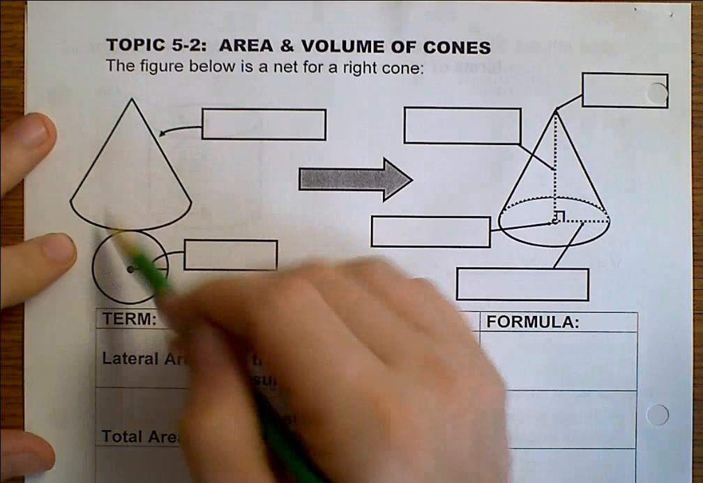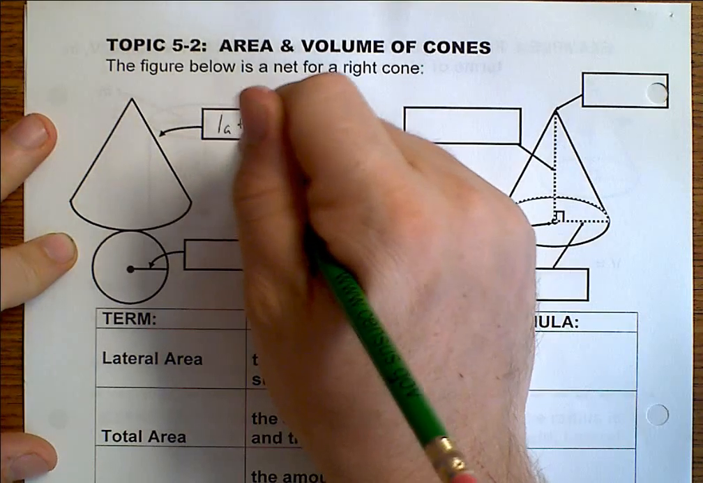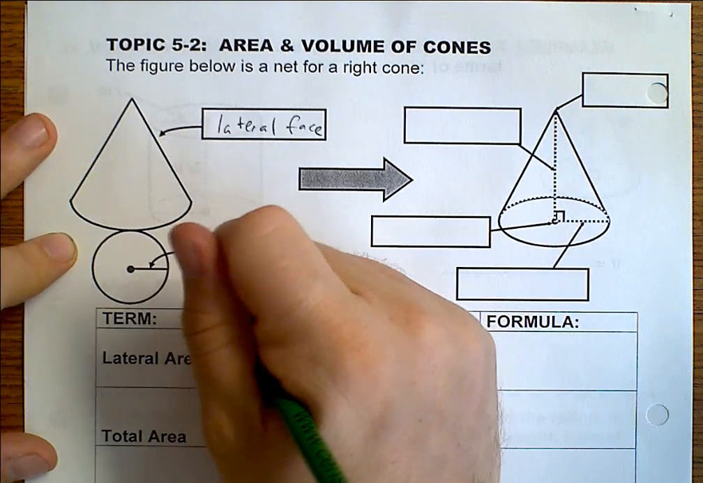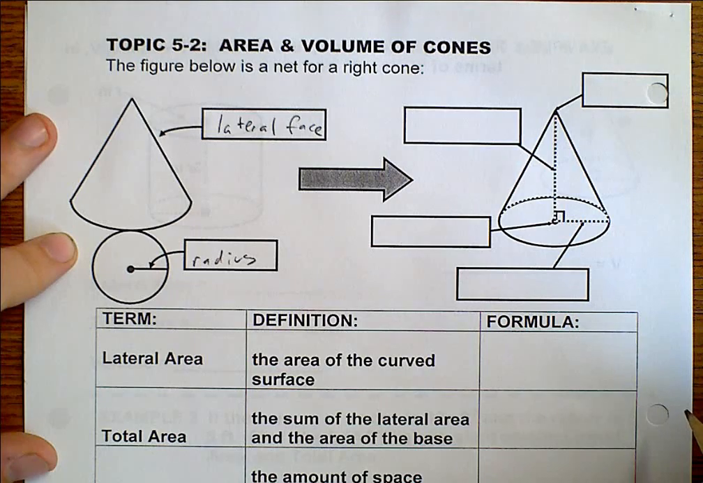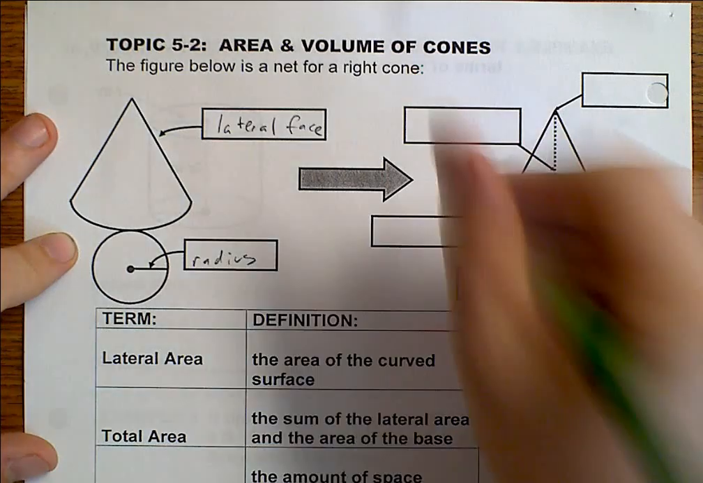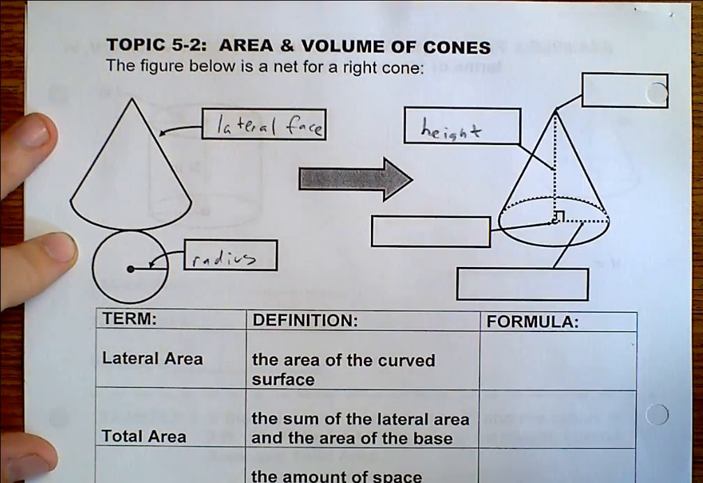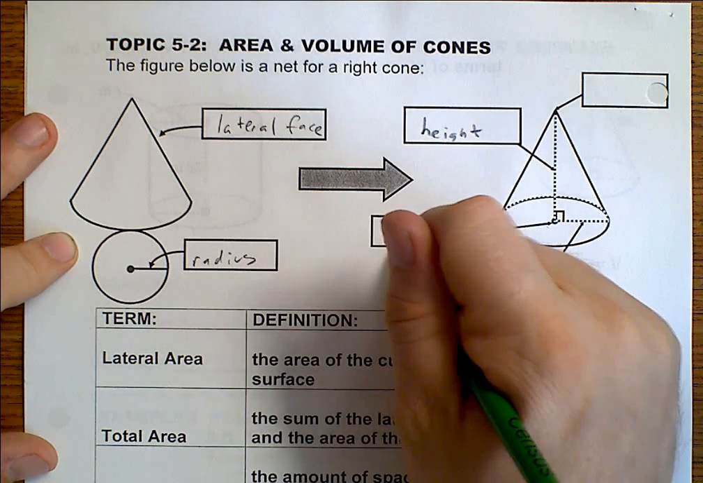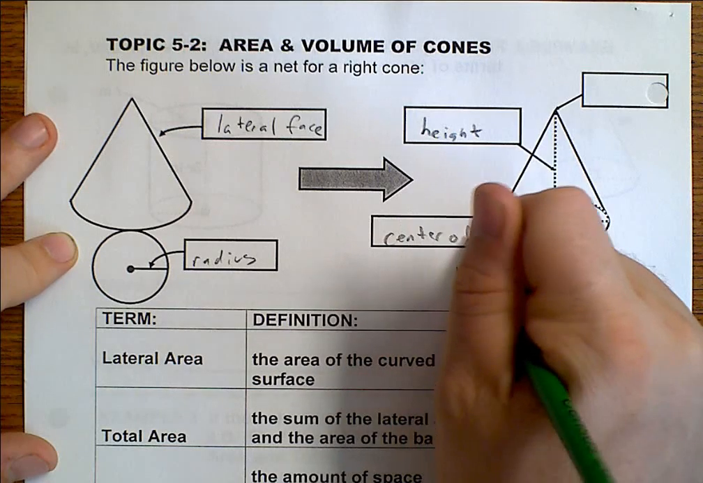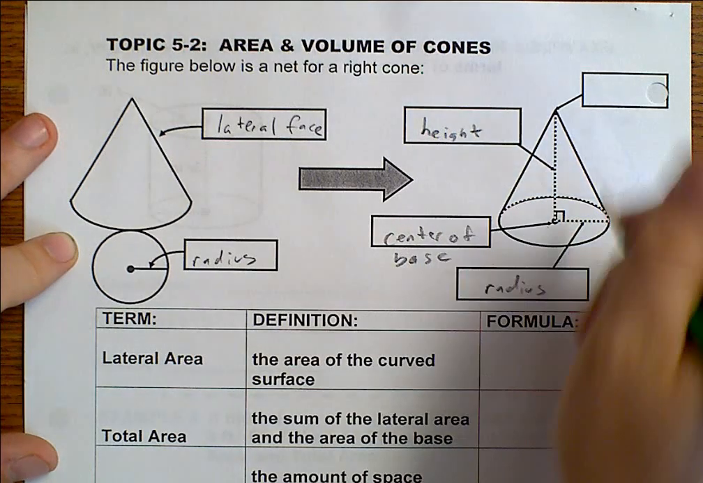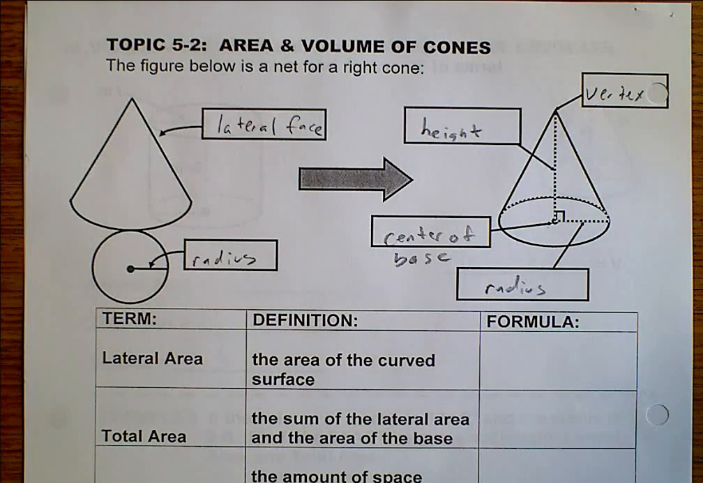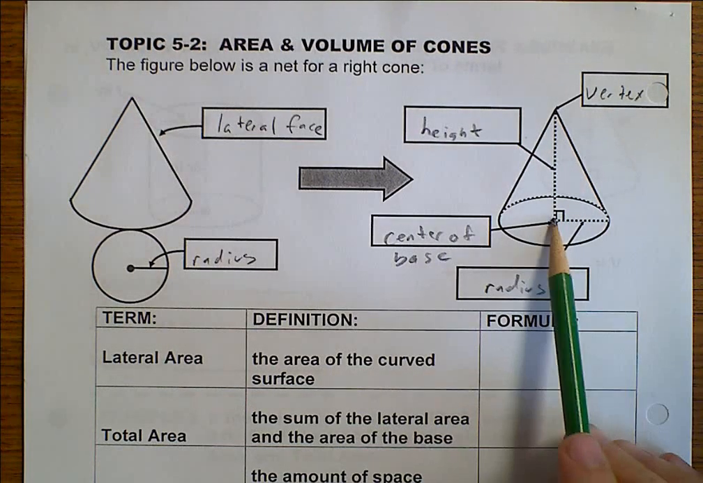This is the lateral face of a cone, and this is the radius. This right here is the height of the cone. This again is our radius. This is pointing to the center of the base, and this is the vertex. So it's important to know that your height goes from the center of the base to the vertex.